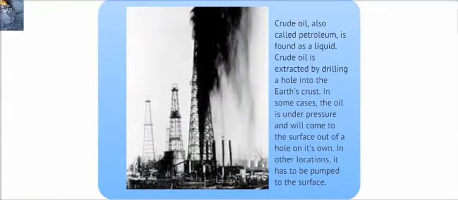Crude oil, also called petroleum, is found as a liquid. Crude oil is extracted by drilling a hole into the Earth's crust. In some cases, the oil is under pressure and will come to the surface out of the hole on its own. In other locations, it has needed to be pumped to the surface. So that particular picture there is what is called an oil gusher. And once they drilled the hole through, the oil just came squirting out because it is under such pressure.